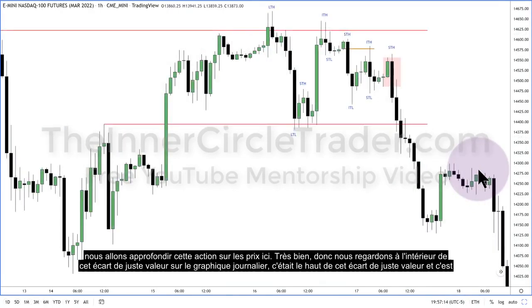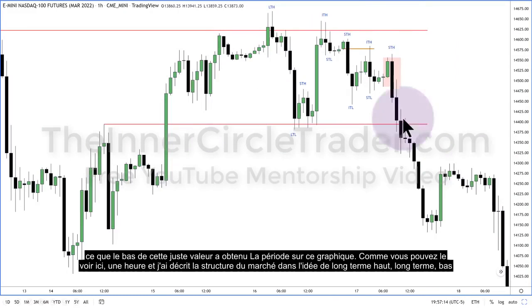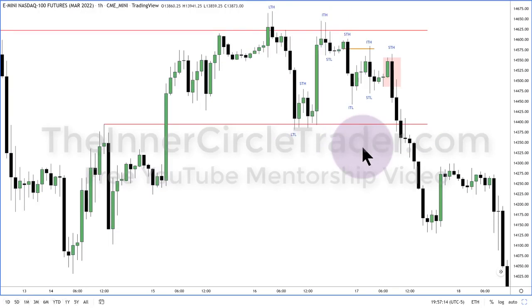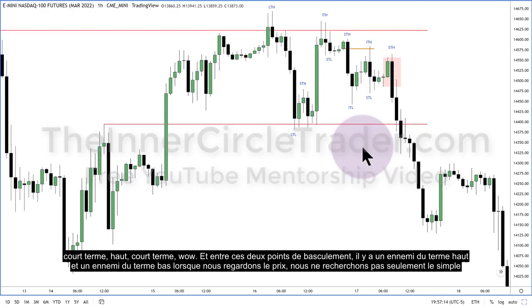All right, so we are looking inside that fair value gap on the daily chart. This was the high end of that fair value gap, and this was the low end of that fair value gap. The time frame on this chart, as you can see here, is 1 hour, and I've outlined market structure in the idea of long-term high, long-term low, short-term high, short-term low, and in between those two swing points, there's an intermediate term high and an intermediate term low.